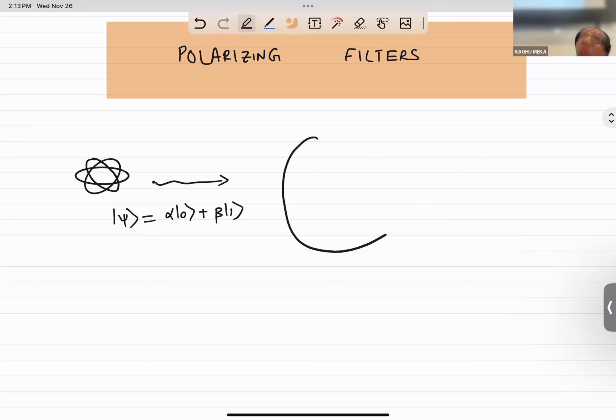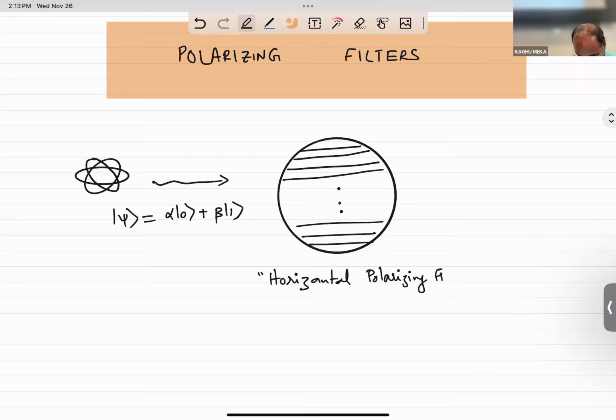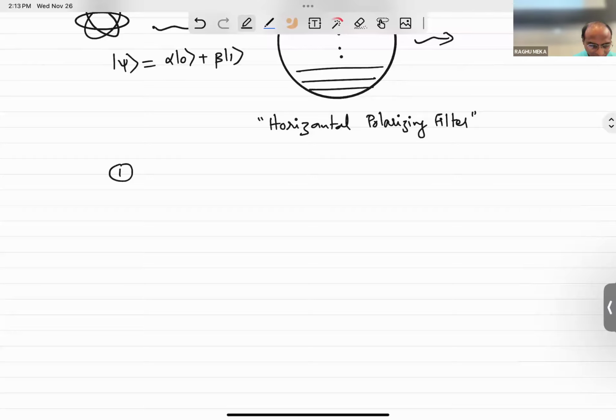Now, we are working with photons. So a polarizing filter is really just a piece of glass. And a horizontal polarizing filter, which I'm going to denote this way, is a device which does the following. I have the filter, imagine shooting very pointed light, like a laser, through it. It's a horizontal polarizing filter. What happens? The net outcome is going to be the following. It's as if it measures the photon in the HV basis.